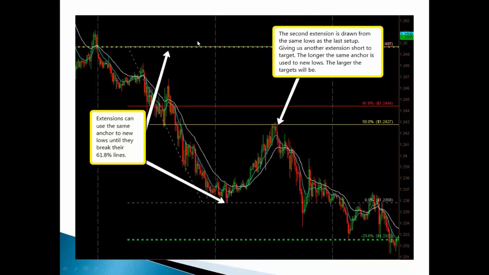Some people get frustrated with traditional extensions, ones that don't blow past their profit targets, because they will give back up to 90% of their total move when drawn from the same anchor to new lows. It's only when we blow out of our profit targets and we start new extensions from lows to lows that markets really start to get going, and you have extension to extension to extension to extension.